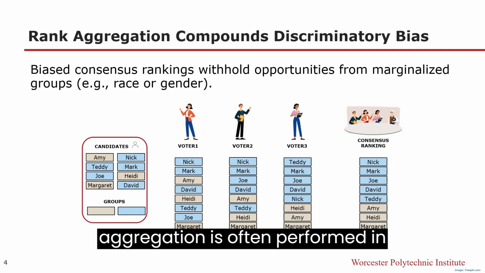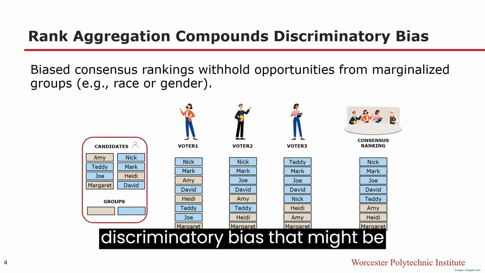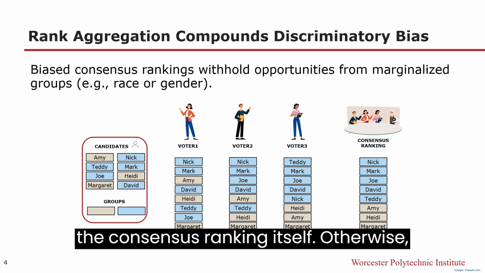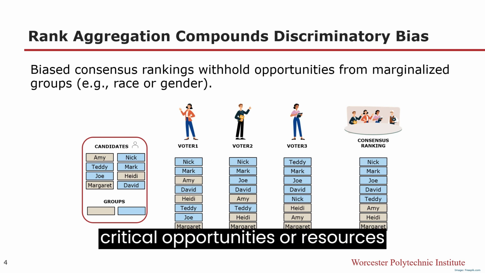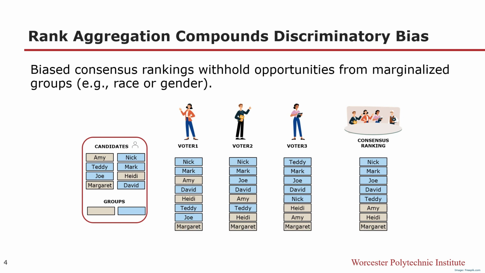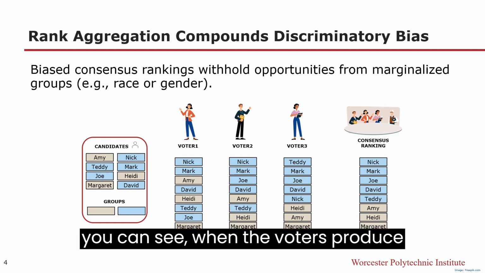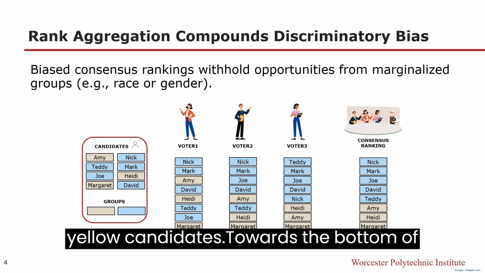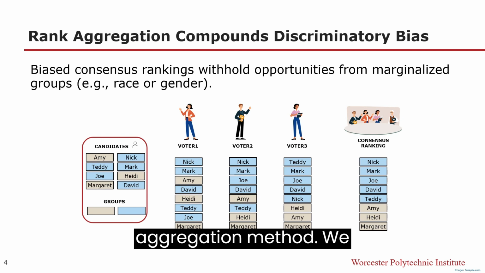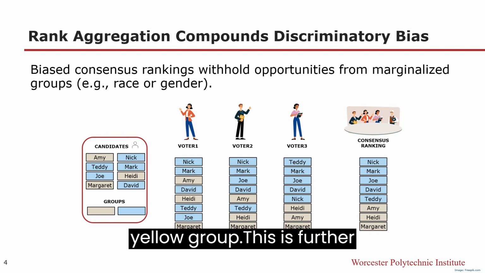Given that rank aggregation is often performed in settings with high societal impact, it's critical to ensure that any discriminatory bias that might be present in voter preferences does not then translate or get aggregated into the consensus ranking itself. Otherwise, critical opportunities or resources might be withheld from marginalized groups of candidates. For instance, in the image we have 2 groups of candidates marked in blue and yellow. As you can see, when the voters produce their rankings, the majority of the yellow candidates are towards the bottom of the rankings. And then when that gets combined into a traditional rank aggregation method, we end up with a consensus ranking that puts the blue group entirely above the yellow group.